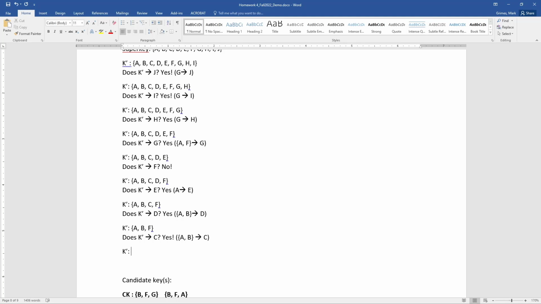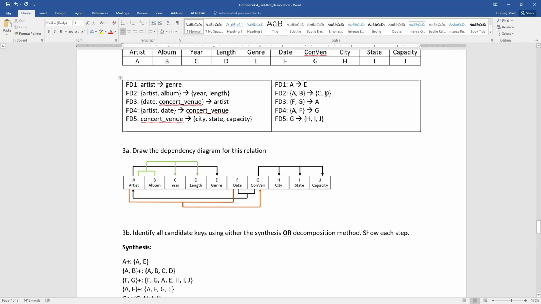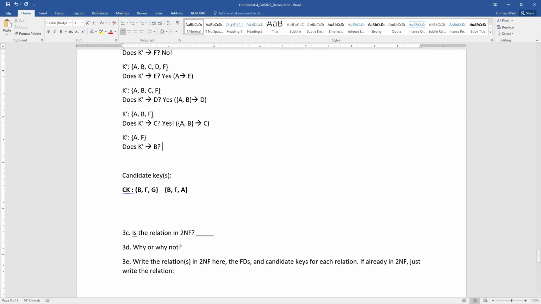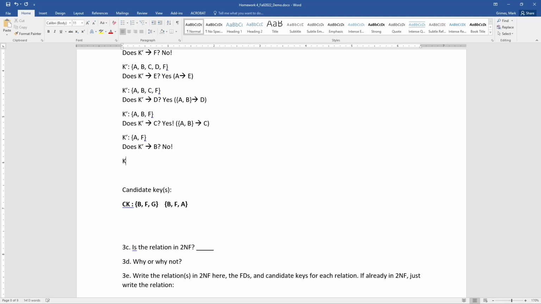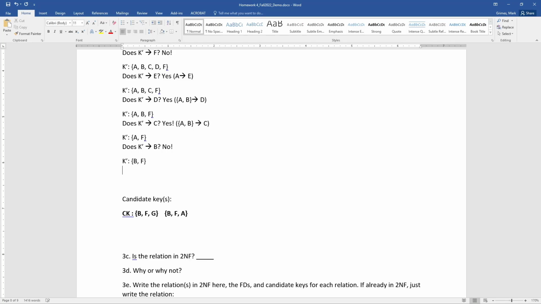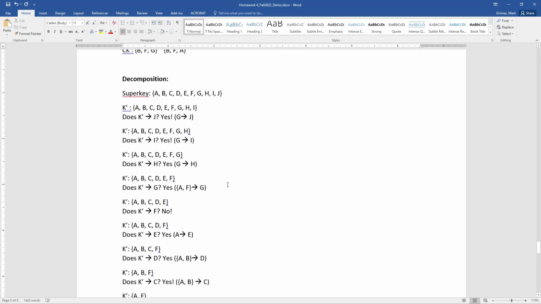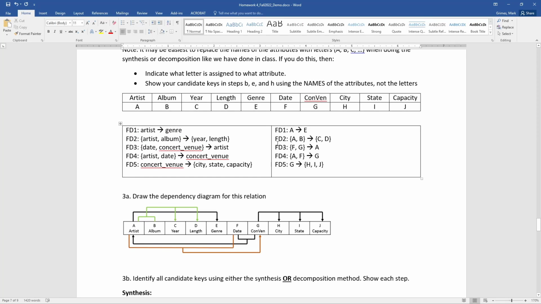Okay, so now we'll set K prime to be AF. And ask the question, does K prime functionally determine the attribute we just removed, B? Does AF determine B? I don't see anything that determines B, so I think B must be important to keep in there. So we'll try one more, setting K prime to be BF. And then ask the question, does K prime functionally determine A? We know BF, can we determine A?